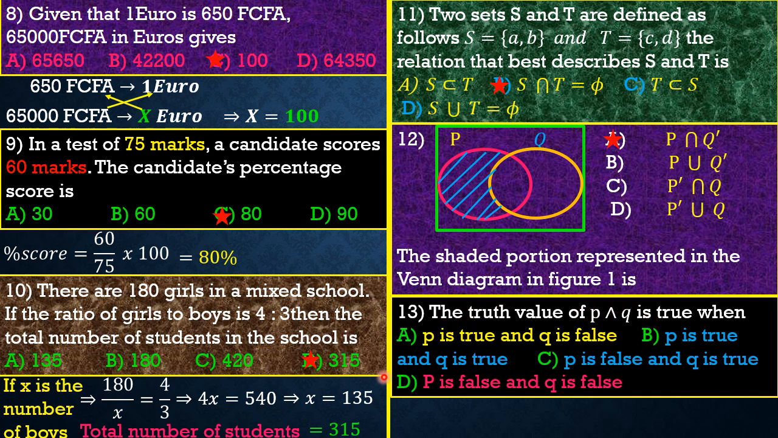In this case, guys, A is saying that when P is true, Q is false. Wrong, guys. Both of them must be true. B is saying that P is true and Q is true. Option B, even without looking at the others, is the best option for this question. C is saying that P is false, Q is true. Wrong. P is false, Q is false. Wrong, guys. Option B is the best option.